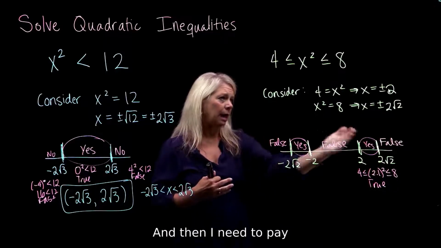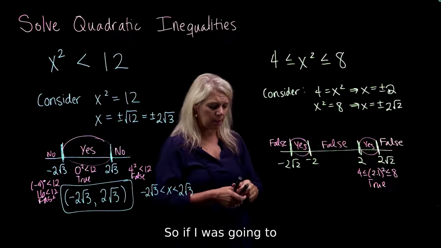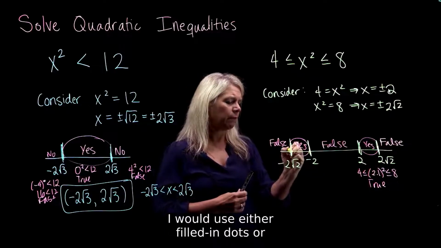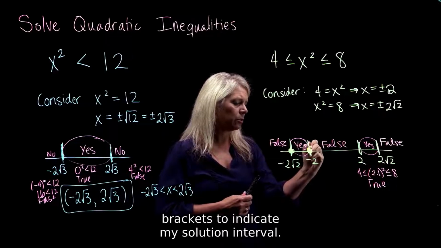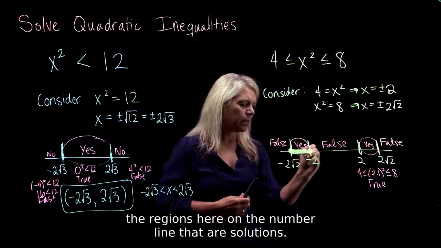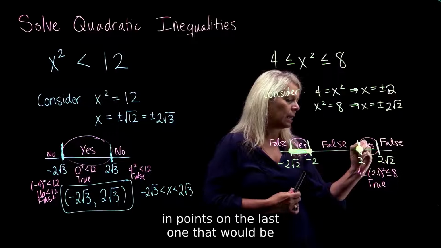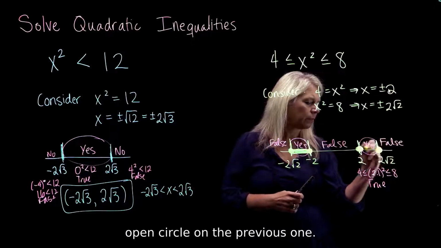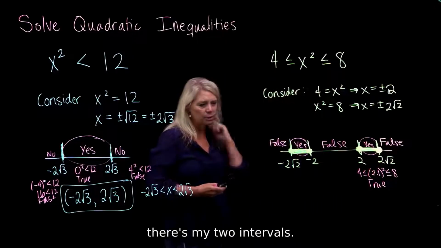And then I need to pay a little bit of attention to these inequalities. These both include equals. So if I was going to graph the solution on the number line, I would use either filled in dots or brackets to indicate my solution interval. I didn't graph the last one here, but let's go ahead and shade the regions here on the number line that are solutions. So these would be filled in endpoints. On the last one, that would be open circles on the previous one. So there, if I want to graph the solution, there's my two intervals.